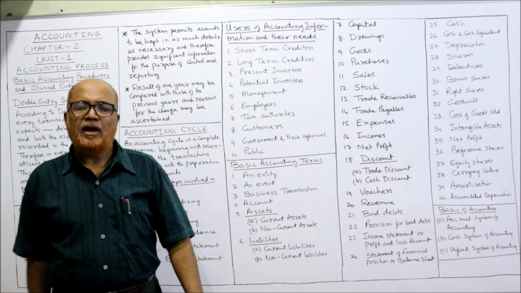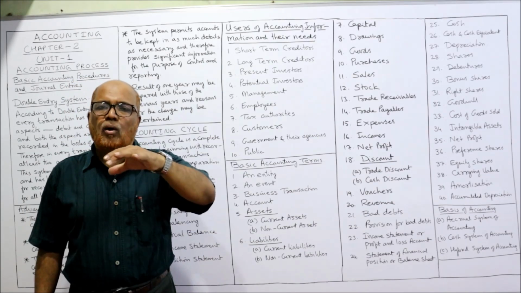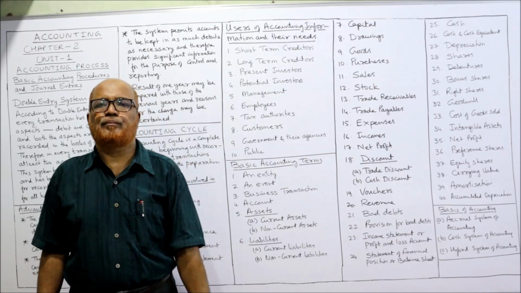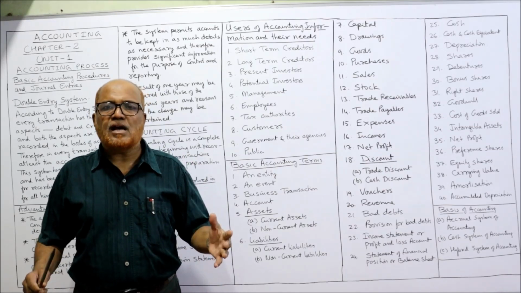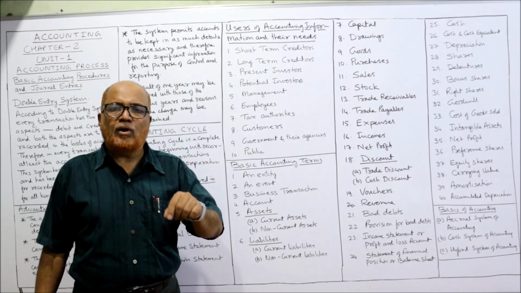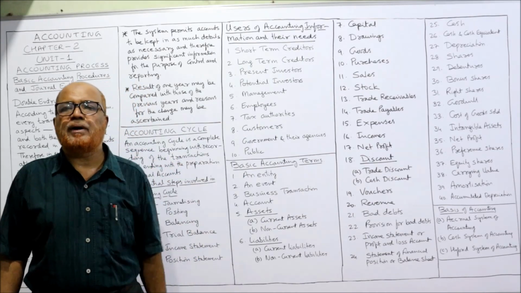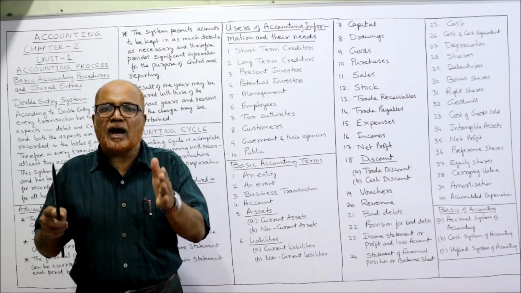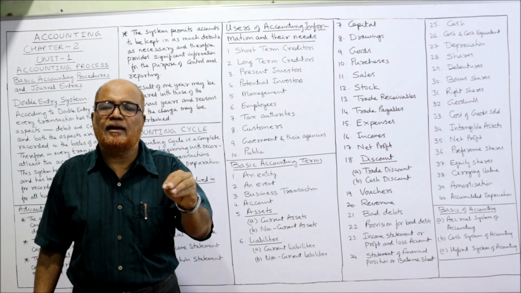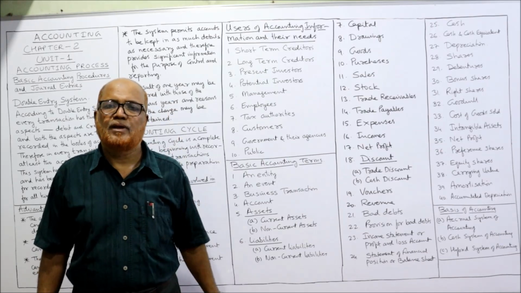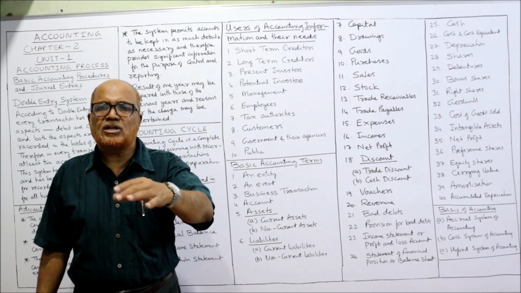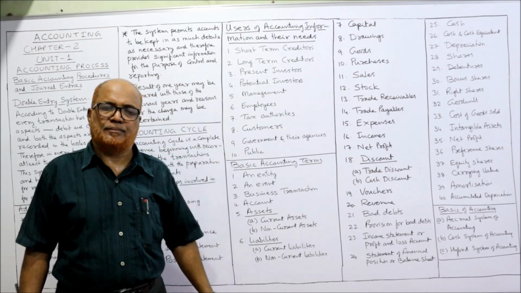Now account. Account is a place where all the like transactions are recorded in a summary form. Example, the salaries are paid throughout the year. Every month salaries are paid. Now we want to find out what is the total salary paid during the year. So we make an account, salary account, which gives summary of all salary transactions at one place. So account is a place where all the like transactions during a period are recorded.